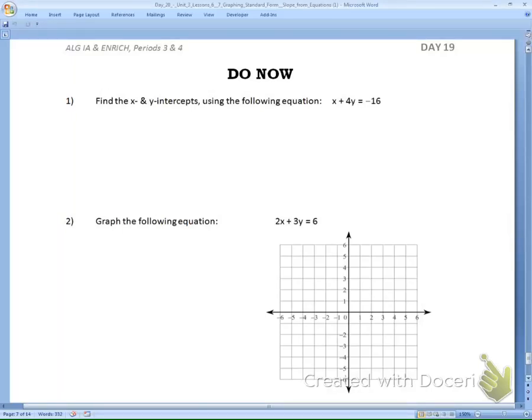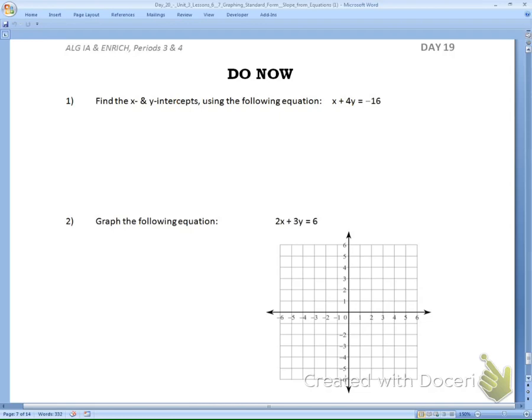This is the do now for day 19. Let's go over the answers to these. Hopefully you had a chance to work on them yourselves and you didn't get so stuck that you're just waiting to watch this. First question, find the x and y intercepts using the following equation.